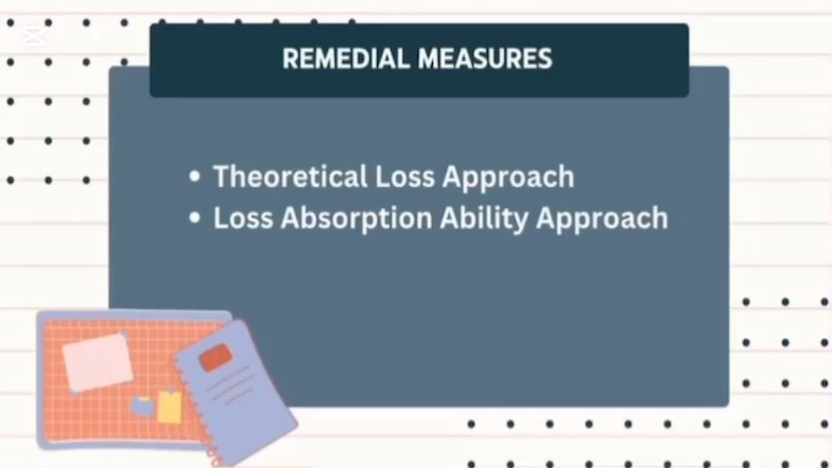The loss absorption ability approach evaluates a company's capacity to handle potential losses without needing additional funds. It categorizes capital based on its inability to recover from losses. Distinguish between full and partial loss absorption.